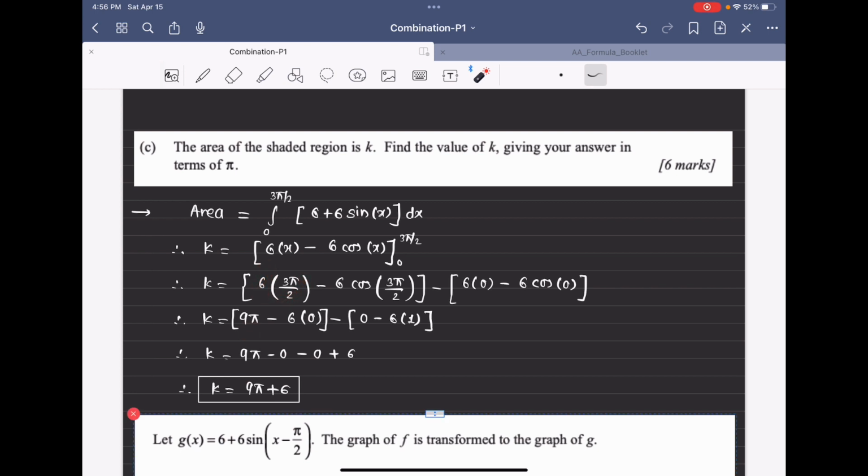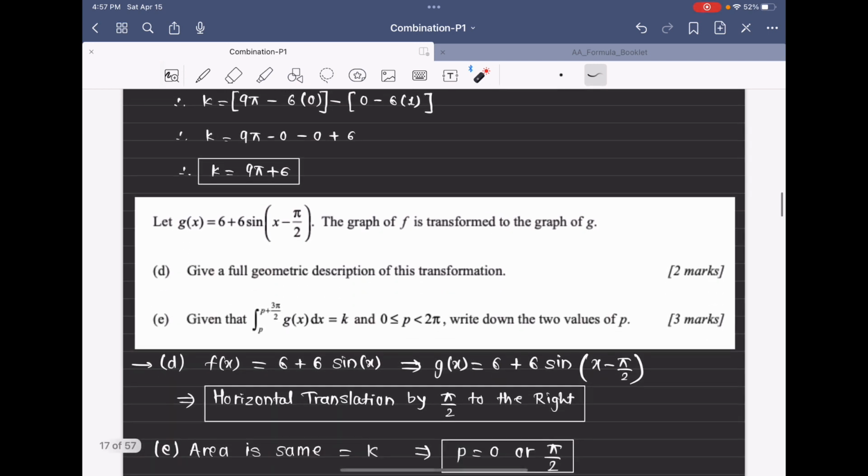Cos of 3 pi by 2 is cos 270. Cos 270 is 0. 0 into 6 is 0. Minus 6 into 0 is 0. Cos 0 is 1. So 1 into 6 is 6, and minus of that is minus 6. Now open the bracket. 9 pi as it is. This is 0. This is 0. Minus of minus 6 becomes plus 6. So the final answer is 9 pi plus 6.